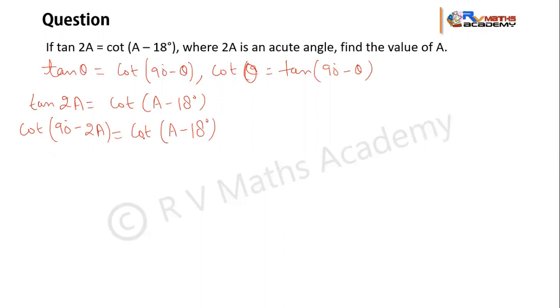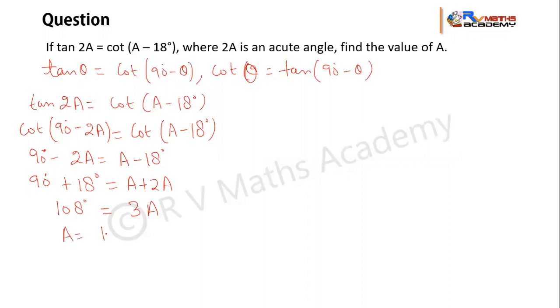So on both the sides, we are having the same trigonometric ratio. So we can write 90 degree minus 2A is equal to A minus 18 degree. So bring 18 degree on the left hand side. So you will write 90 degree plus 18 degree is equal to A plus 2A. So when you add, you will get 108 degrees equal to 3A, or A is equal to 108 degree upon 3, or you can write 36 degree. So we have got the value of A, that is 36 degree. Now, if you want to change the right hand side, this is the first method.